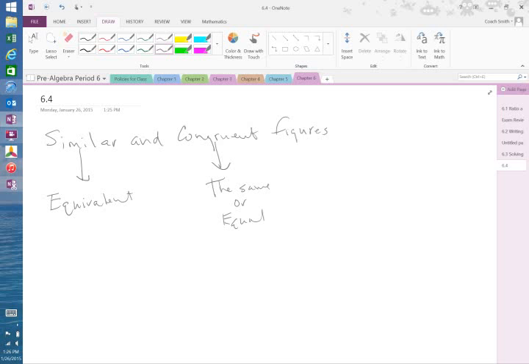Okay, similar triangles is, for example, I have a triangle that looks like this, and then I have a triangle that looks like that. Okay, these two triangles would be similar if the ratio of two sides are the same or equivalent. So in other words, you do the ratio of two of the sides. Let's say, for example, this was 3, 4, and 5, and this was 6, 8, and 10.